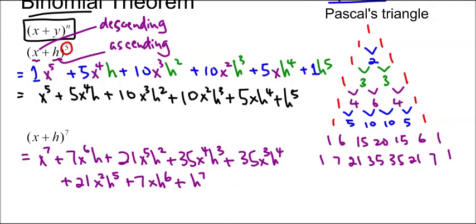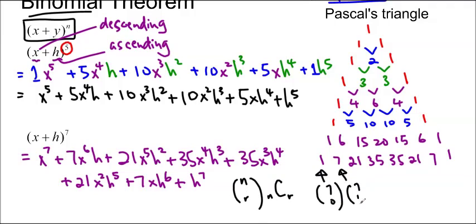One more thing, if you would like and you have taken data, then you can actually use the combination to find each of the parts of the Pascal's triangle. So if you know your n choose r on your calculator, then you can use it. This one would be 7 choose 0. This one is 7 choose 1. This is 7 choose 2, and so forth.